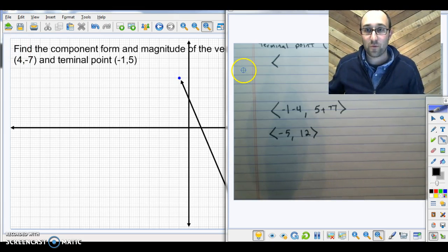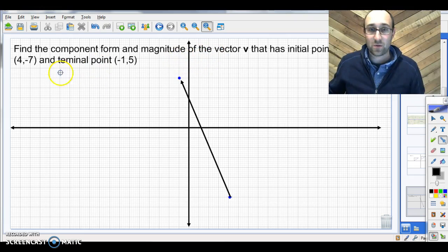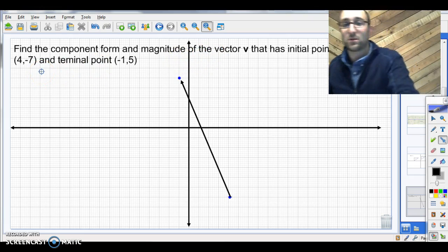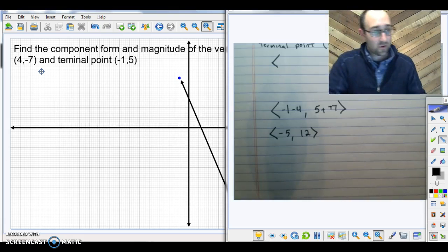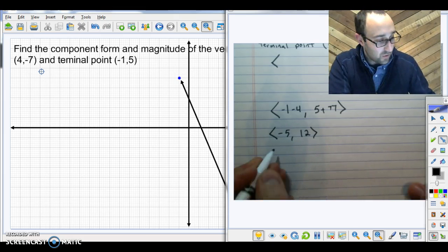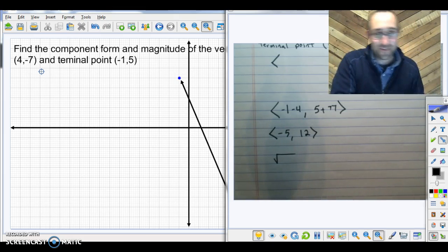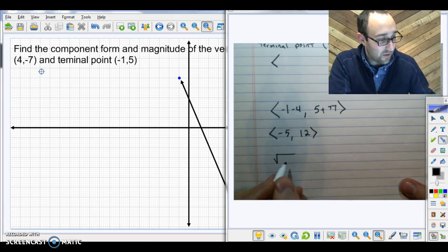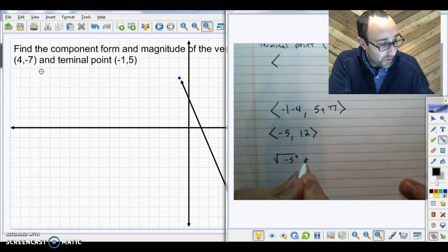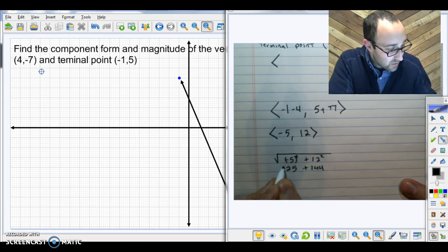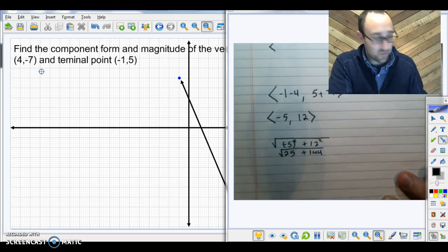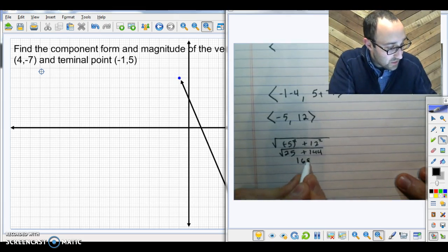So it says find the component form and magnitude. So we found the component form. Now we have to find the magnitude. Now we didn't really find the magnitude last time because we just compared them. So now we're going to use the components. It's going to be the square root of -5 squared plus 12 squared. All right, -5 squared is 25, 12 squared is 144. The square root of 25 plus 144 is the square root of 169, and it should equal 13.